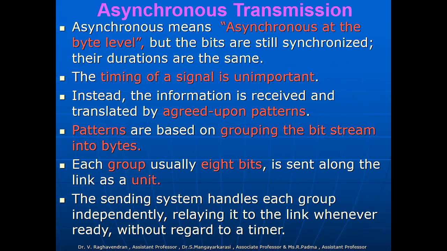The first one is asynchronous transmission. Asynchronous means asynchronous at the byte level, but the bits are still synchronized and their durations are the same. The timing of a signal is very important. Instead of that, information is received and translated by agreed-upon patterns. The patterns are based on grouping a bit stream into bytes. Each group usually consists of 8 bits and is sent along the link as a unit. The sending system handles each group independently, relaying it to the link whenever ready, without regard to a timer.